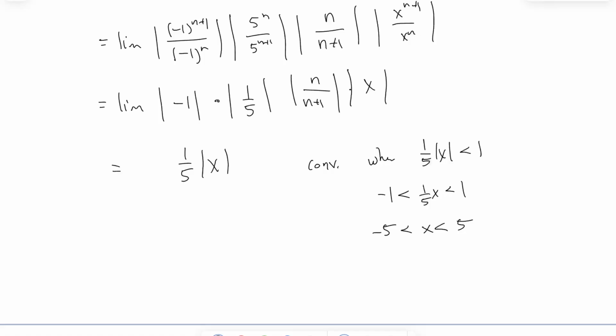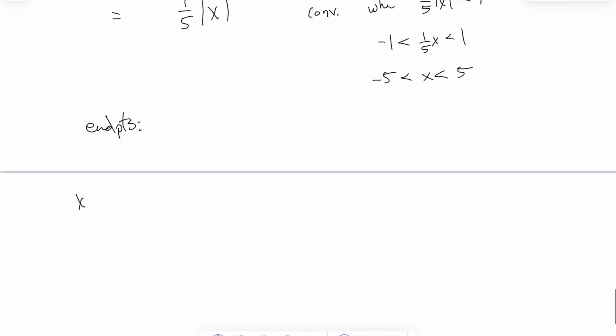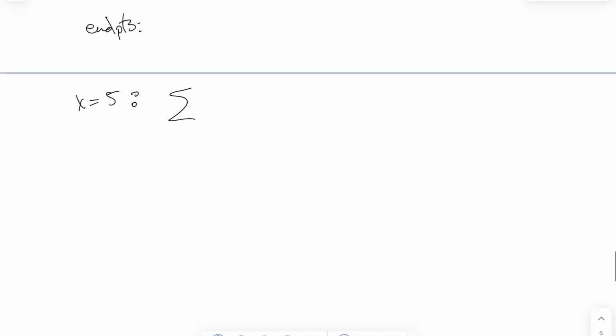So it converges in this interval. We need to check the endpoints as special cases. So we check the endpoints. Let's check x equals 5 first. I write my original series, but I plug in 5. So it was negative 1 to the n, 5 to the n, over n, 5 to the n. And then hopefully this will simplify and just end up looking like a standard thing that you recognize. I cancel the 5 to the n's straight up, and we just get negative 1 to the n over n.